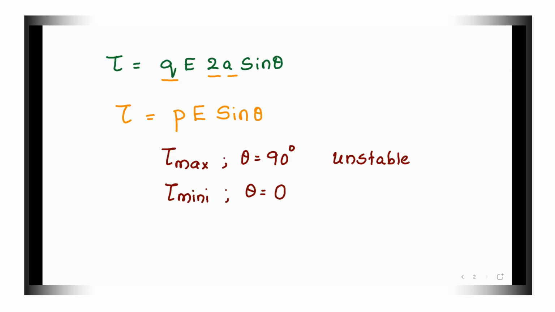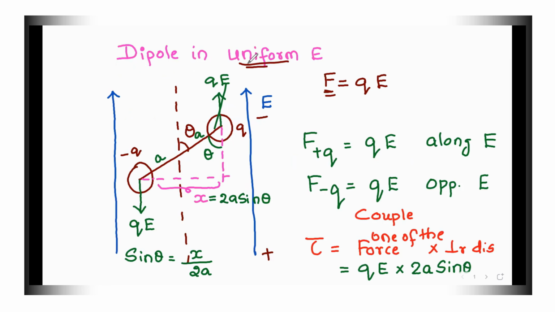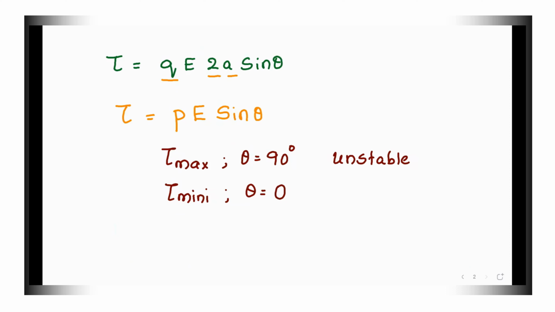Now, the significance of why it should be uniform. If it is not uniform, these two forces will not be equal. In one place, if the field is more, that force will be greater. So remember, a dipole, if it is not in a uniform electric field, apart from rotation, will have translatory motion also.